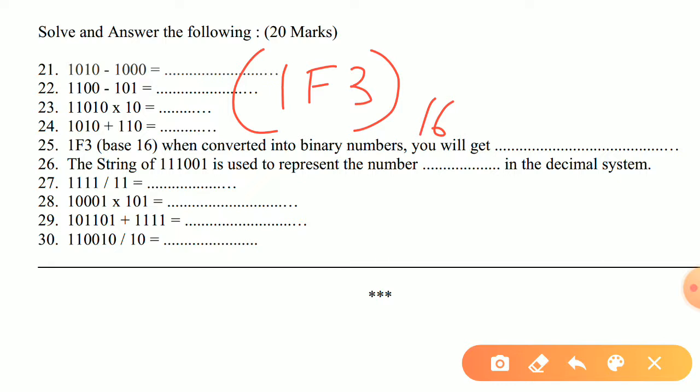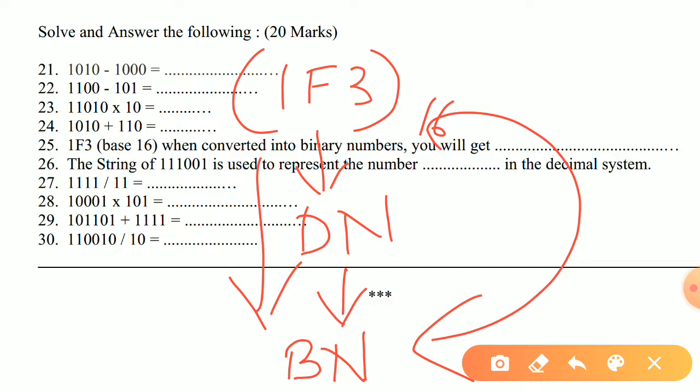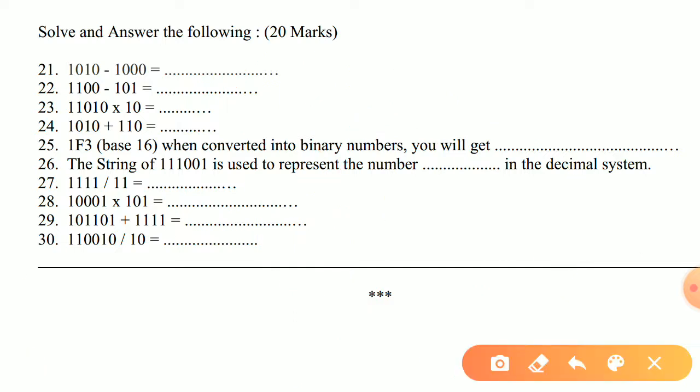So we have a middle portion that we have to follow. Firstly, you are going to convert it into a decimal number, and then you are going to reconvert it into a binary number. A direct conversion is not possible for you people. Okay, so you have to follow this indirect route only. So 1F3, when you convert it into a decimal number, now I hope that you know how you are going to convert it into decimal.